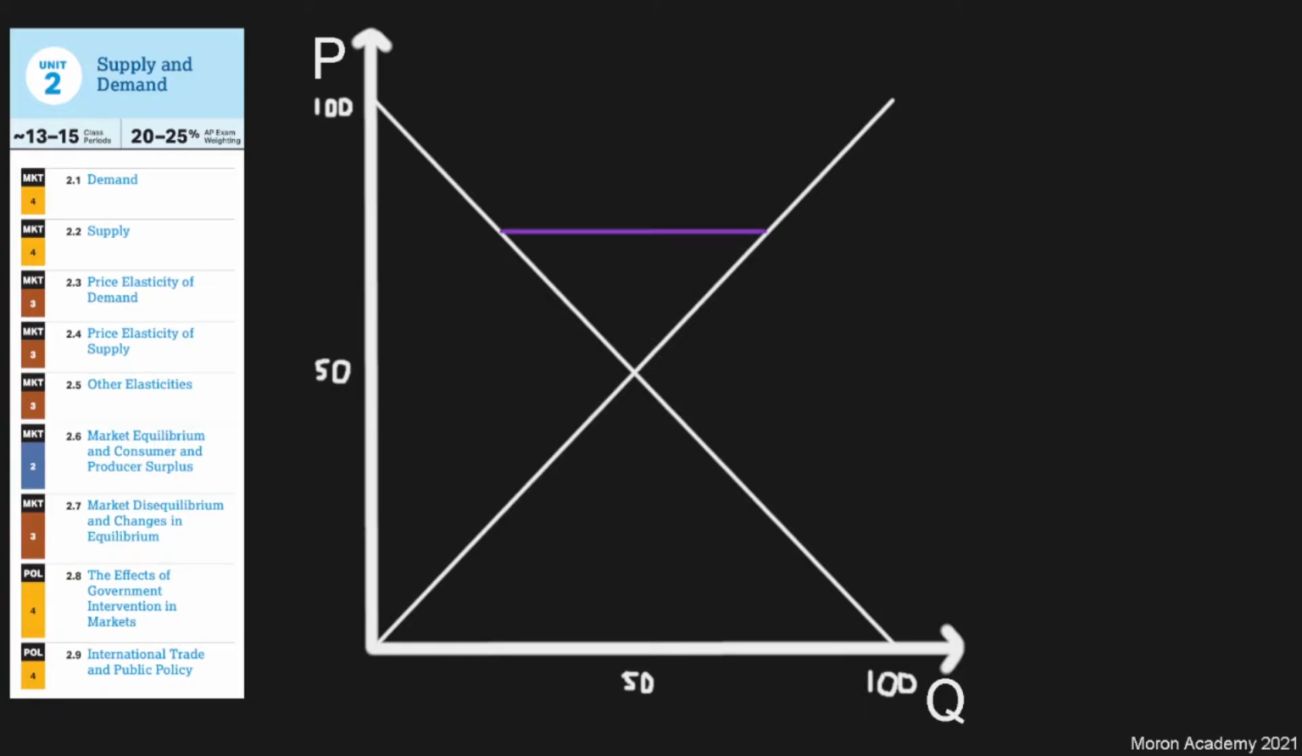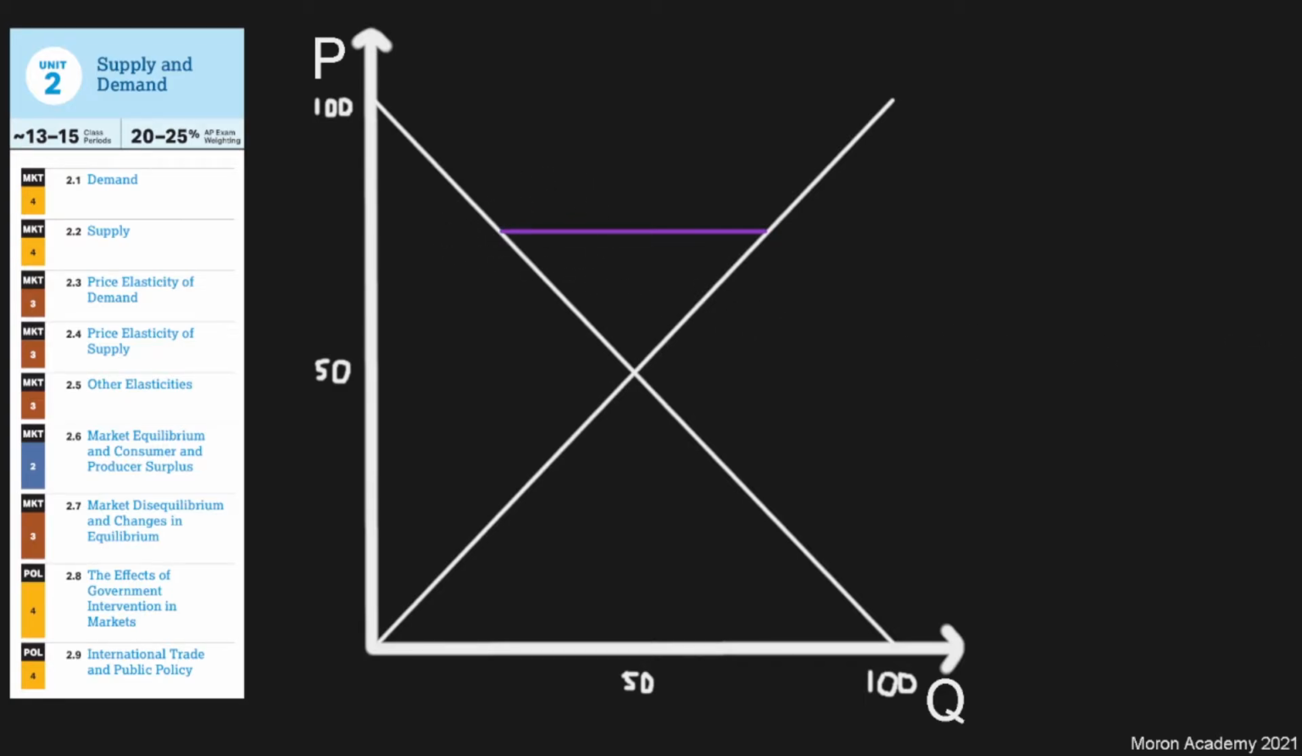A surplus is when the quantity demanded is less than quantity produced, so that causes people to not buy as many as are being produced, because at this price, suppliers want to be producing more, but at this price, there are fewer people willing to pay for a product.